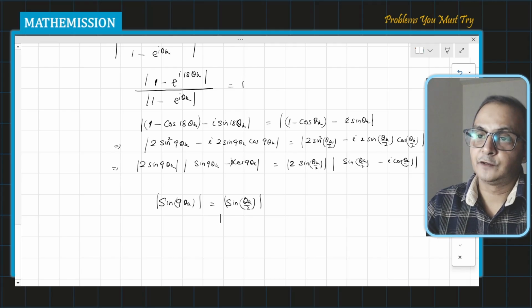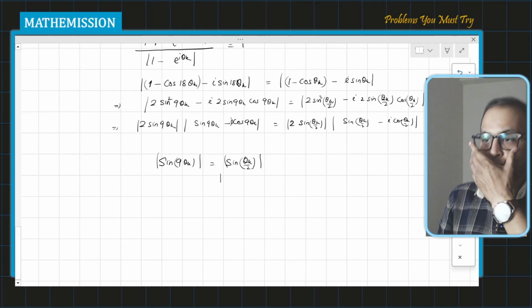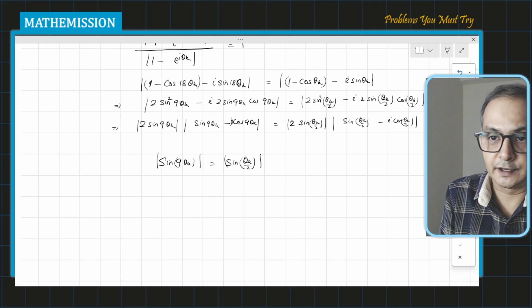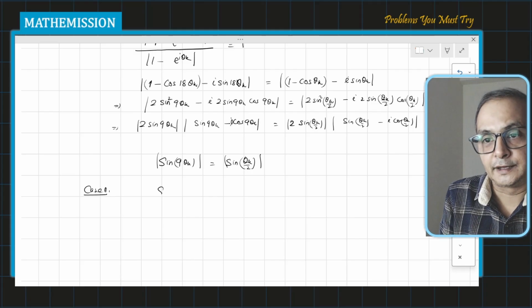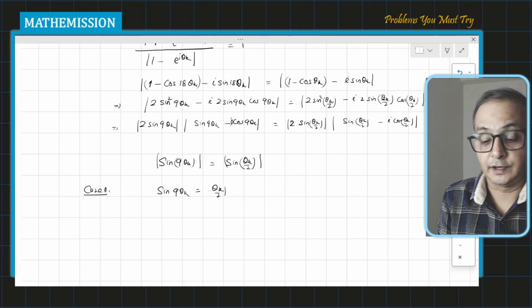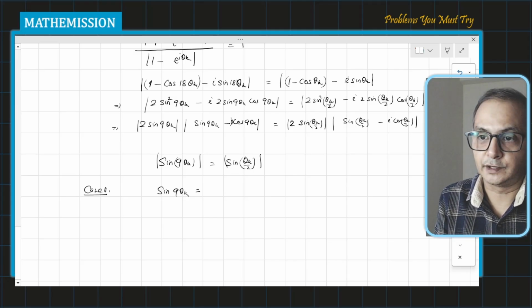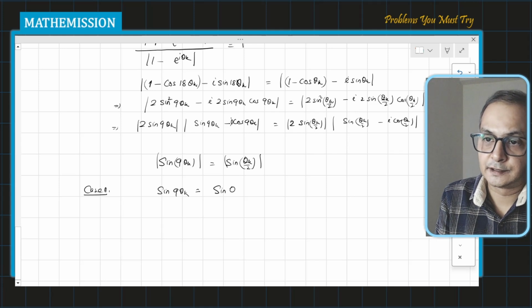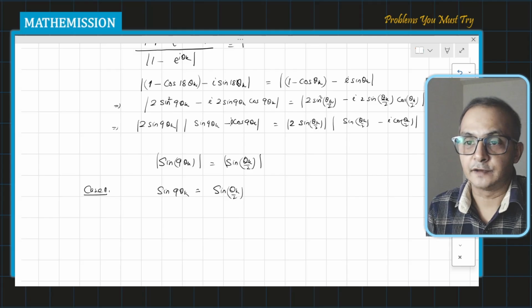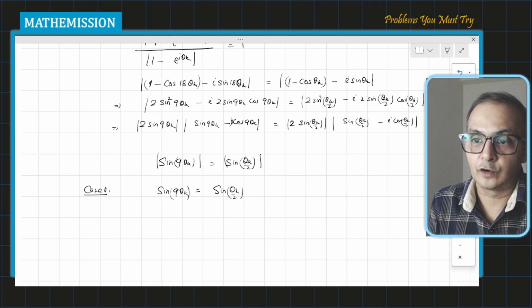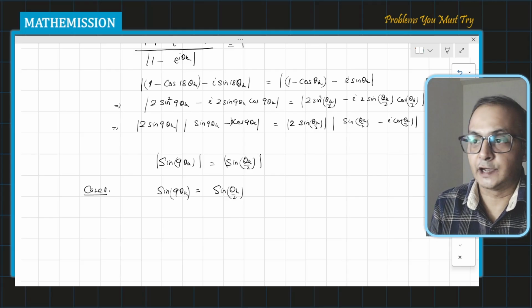Now we have to deal with this trigonometric equation in two different cases. First I'm taking case 1, where sine 9 theta k is equal to sine theta k by 2. This I'm taking as positive, and I'm using sine x equals sine alpha.